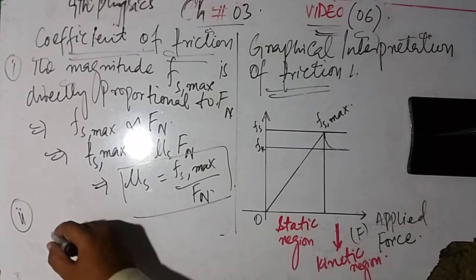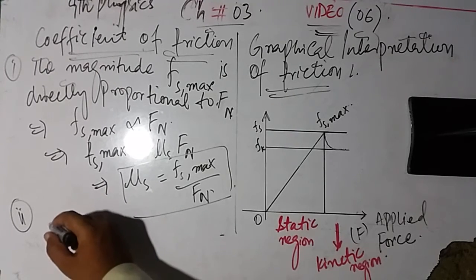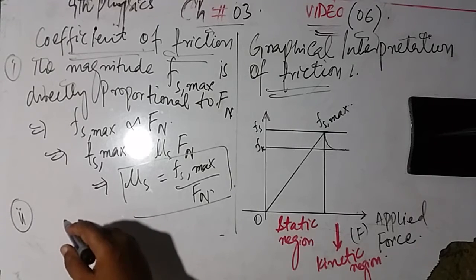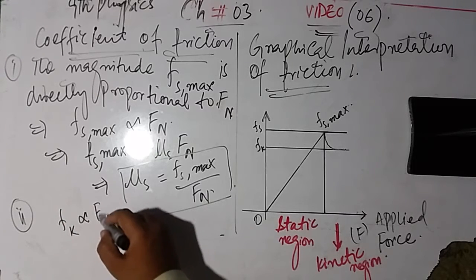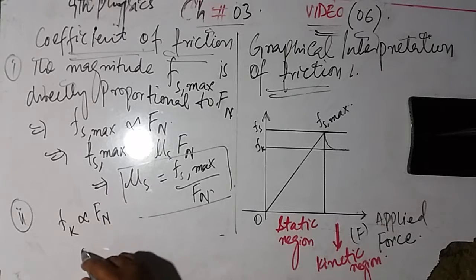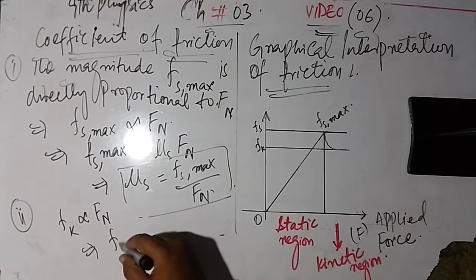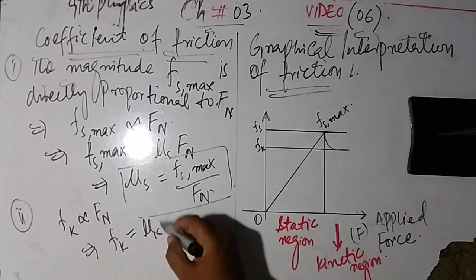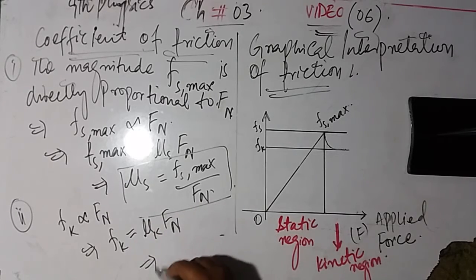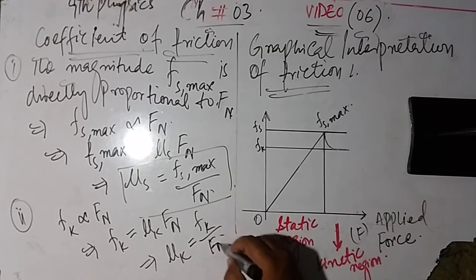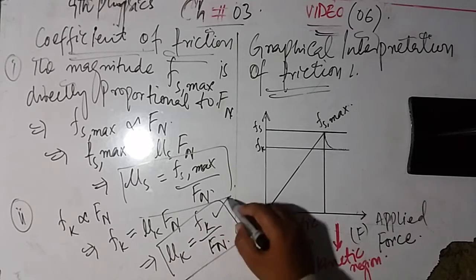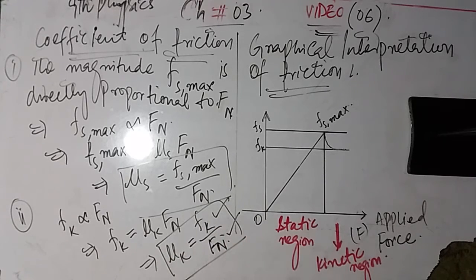Mathematically we know that the kinetic frictional force is directly proportional to the normal force. Now putting the constant of proportionality, F_k equals mu_k times N. So mu_k can be represented as the kinetic frictional force divided by the normal force. It is basically the ratio of kinetic frictional force to the normal force, which is the required expression for the coefficient of kinetic friction.